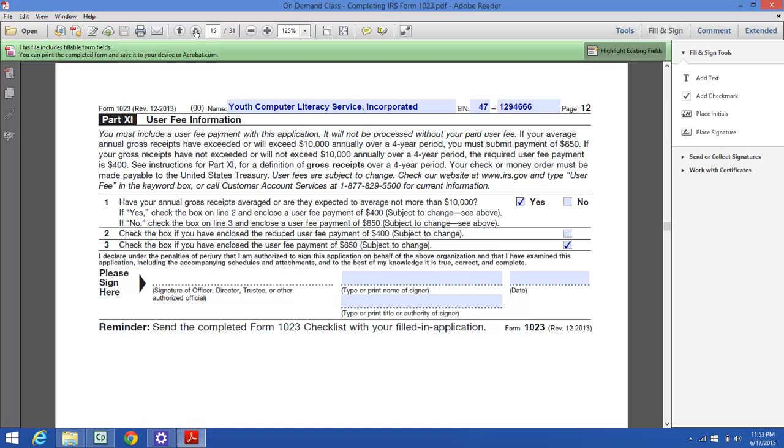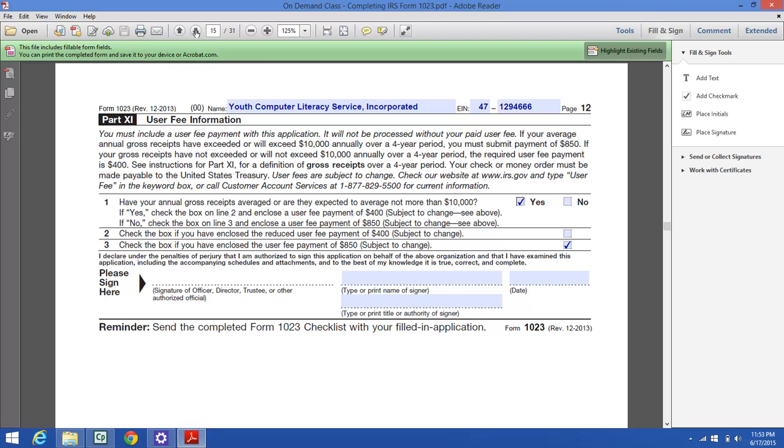Now, let me tell you something. If you go back to financial data and your total revenues in that financial data column A, or B, or C, exceeds $10,000, then you have to pay $850, because your financial data shows what you are projecting to receive in revenues. So if you're projecting that you're going to get over $10,000, then that's the question here. So you have to pay $850.